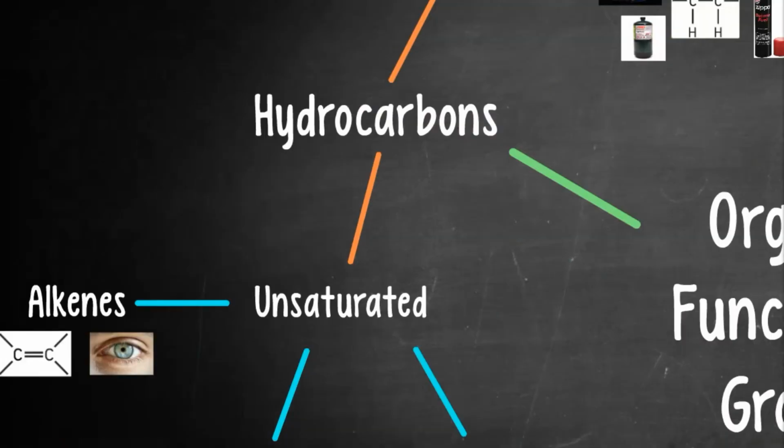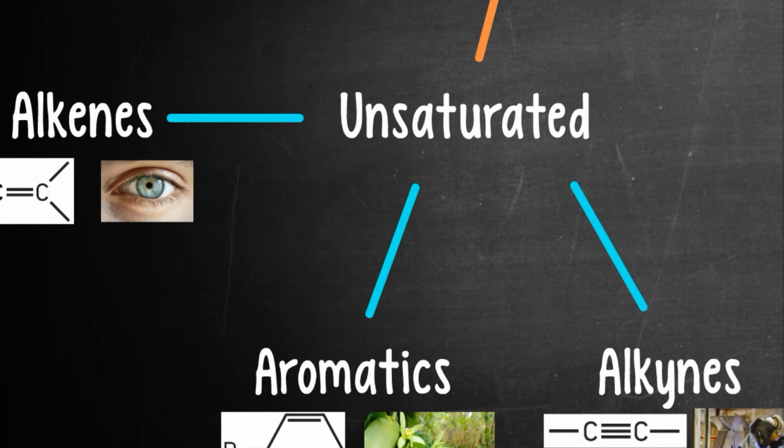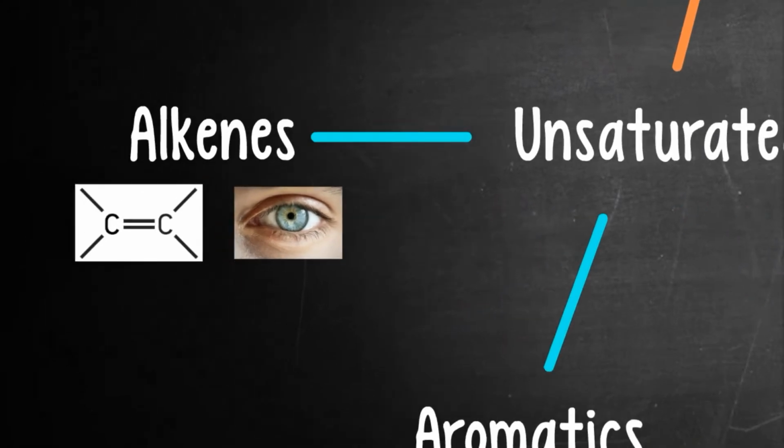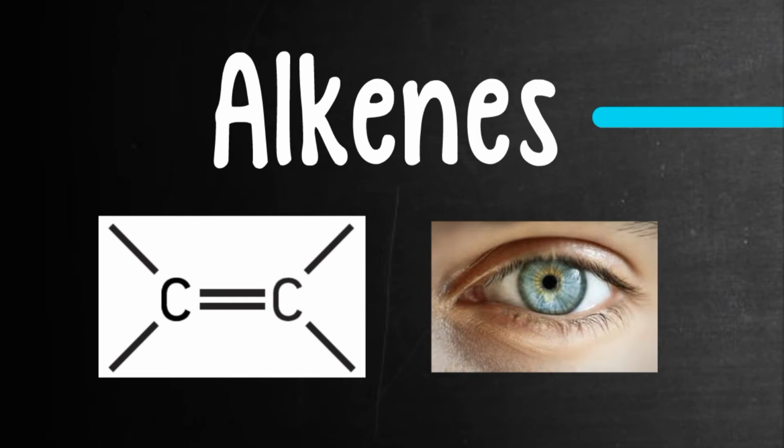Now we're going to jump to the unsaturated hydrocarbons. There are 3 major types of unsaturated hydrocarbons: alkenes, aromatics, and alkynes. Alkenes are easy to identify because you'll see a carbon-carbon double bond. One example of a molecule that contains the alkene functional group is retinal. Retinal is the molecule responsible for detecting light in our eyes.